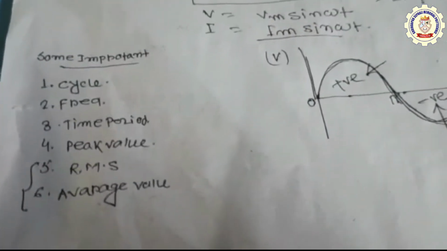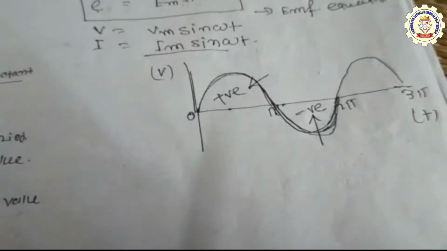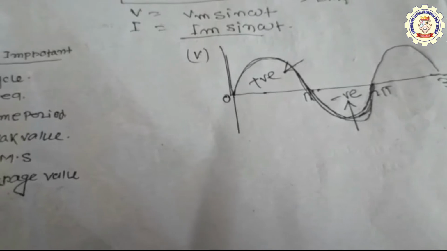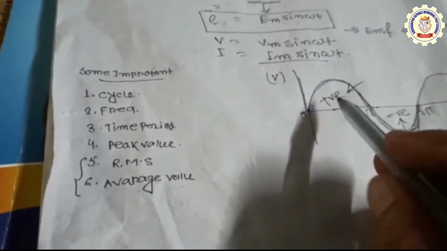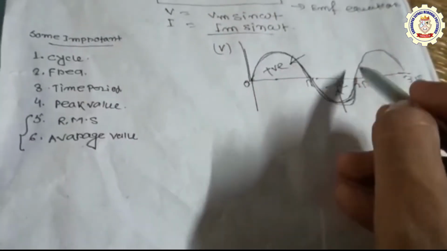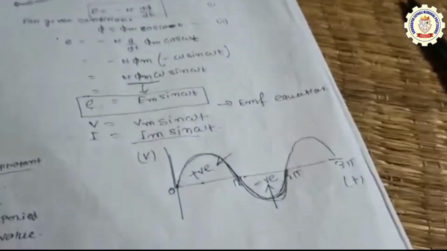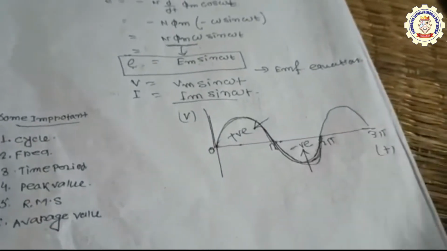Now second one is frequency. Frequency means the number of cycles per second. The number of cycles per second is called frequency. In India, the frequency is 50 hertz. That means the number of cycles is 50.